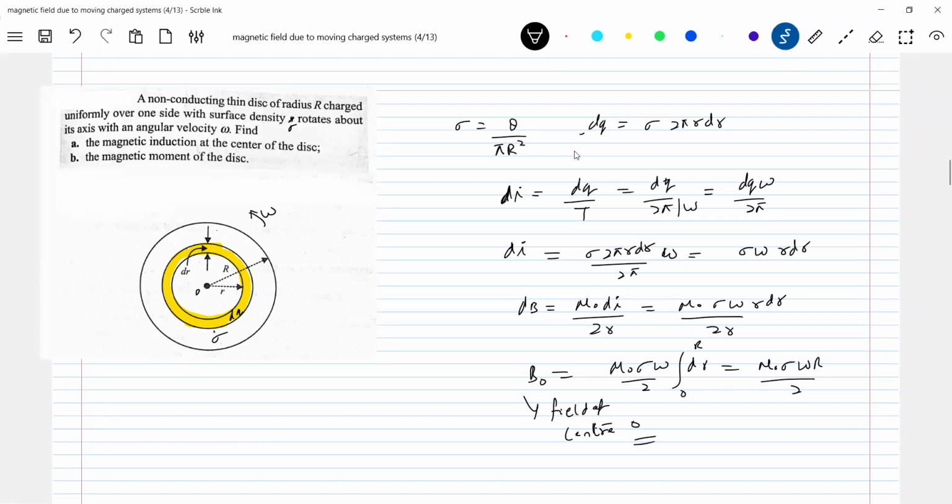Magnetic moment, how to calculate dm? Again, dm is equal to di into pi r square. Then integrate 0 to capital R. Magnetic dipole moment. Okay, this you do later on. I'll go for the next charged system.